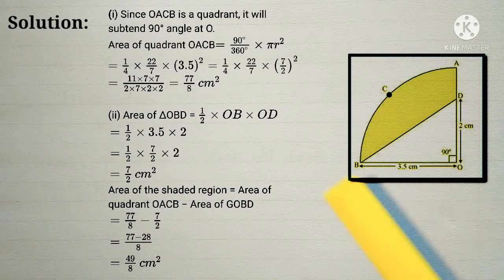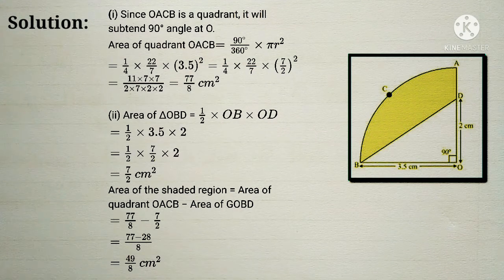90 by 360 means 1 by 4, and pi is 22 by 7, and the radius is already given, 3.5, so 3.5 whole square. For easier calculation, 3.5 we can also write as 7 by 2 whole square. Is it clear? After calculating, the answer we get is 77 by 8 centimeter square. So this is the area of the quadrant.